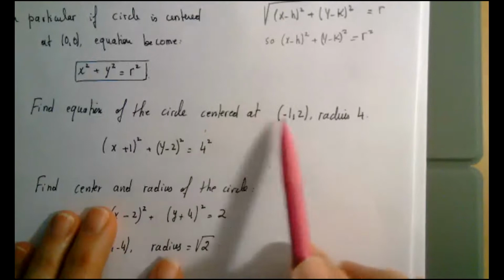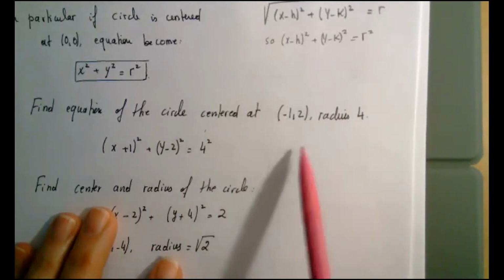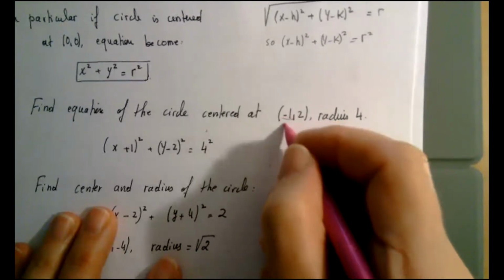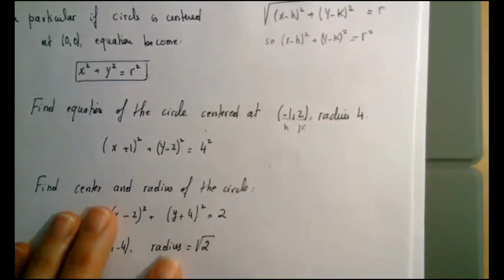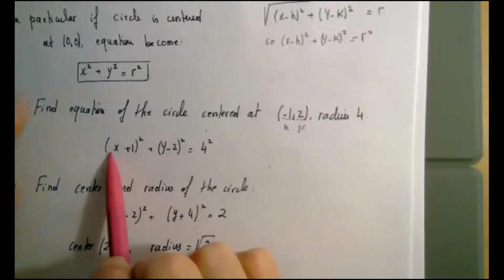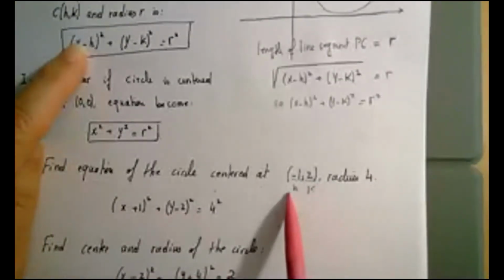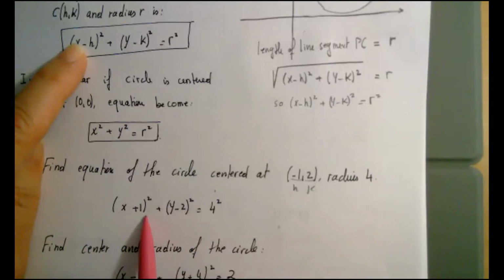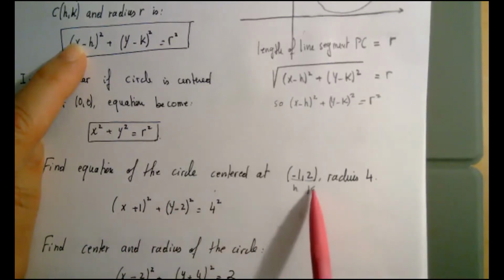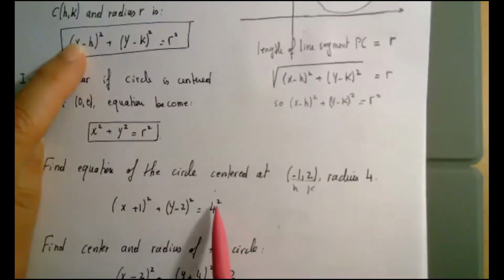So now 2 very straightforward examples. What's the equation of the circle centered at minus 1, 2 and radius 4, for example? This is my h and this is my k in this case. So it's going to be x minus h, which means minus minus 1, so (x plus 1) squared plus (y minus k), my k is 2, squared equal to the radius squared, which is 4 squared. That's the equation of my circle.